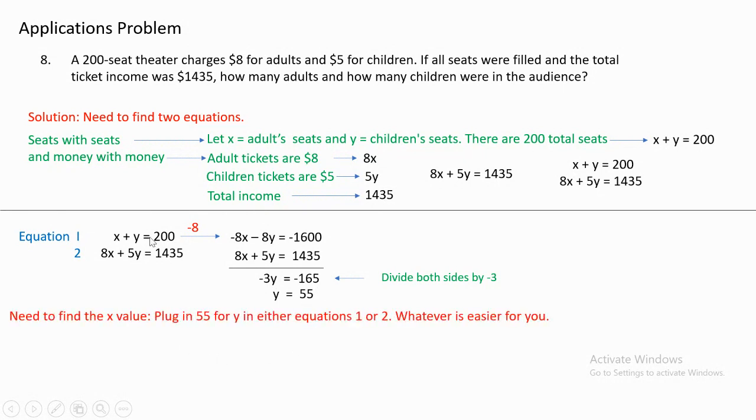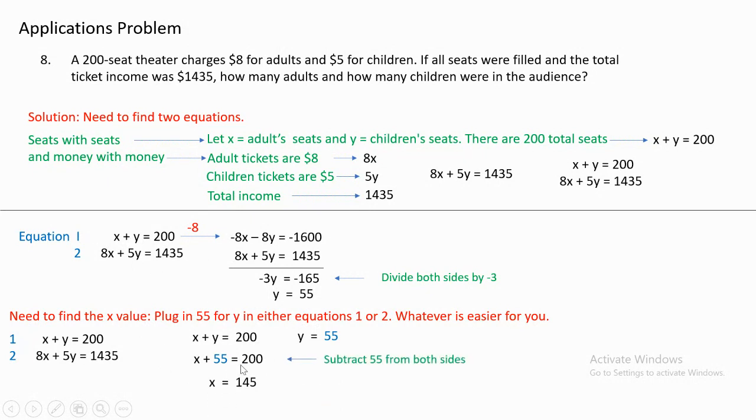Now I need to go back to either equation 1 or 2. What's easier? Again, in my opinion, equation 1 is easier because the coefficients for x and y are 1. So it'll be easier to do the math. So we know that y equals 55, so I'm going to plug in 55 for y. Then we subtract 55 from both sides. So 200 minus 55 will give us 145, which means x is 145 and y equals 55.